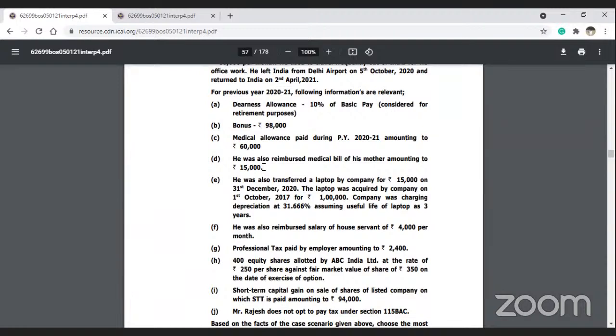So that will be your WDV as on 1st October 2018, 50,000. Then again minus 50% comes to 25,000, and it will be on 1st October 2019. Then you will have to again charge 50%, minus 50%. That comes to 12,500, which will be as on 1st October 2020. So that will be 12,500.